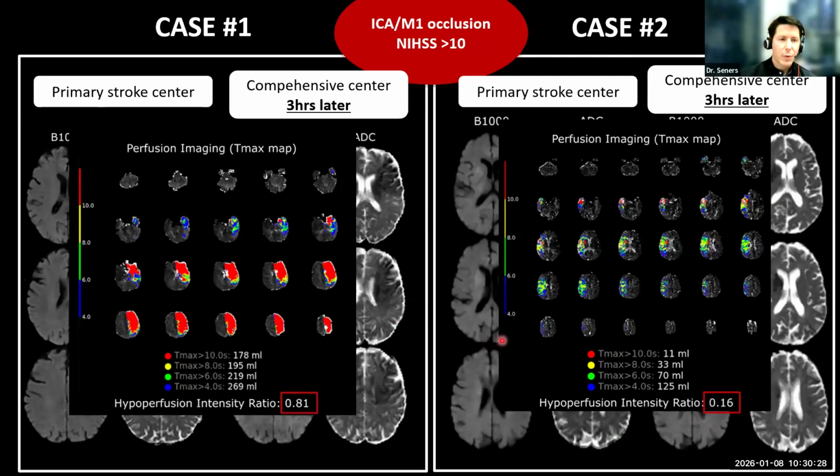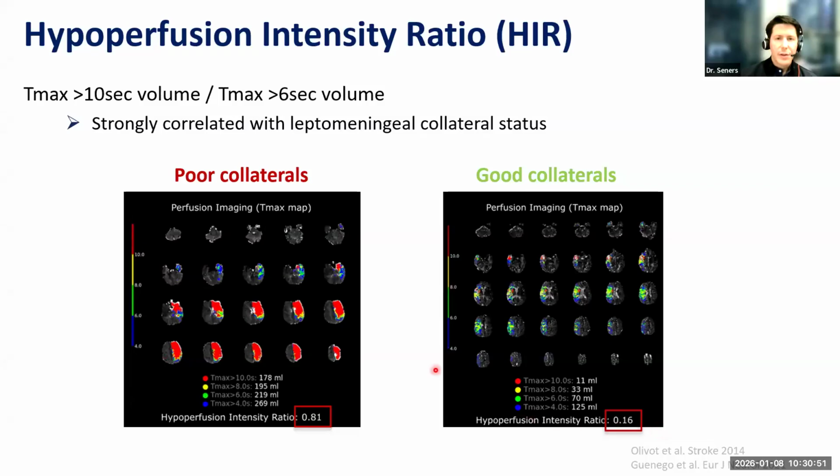In fact, when you look at the perfusion maps that were performed in the primary stroke center, you see very different maps. Patient number 1 had very severe hypoperfusion with a HIR of 0.81, while case number 2 on the right had a very low HIR of 0.16. So what is the HIR?